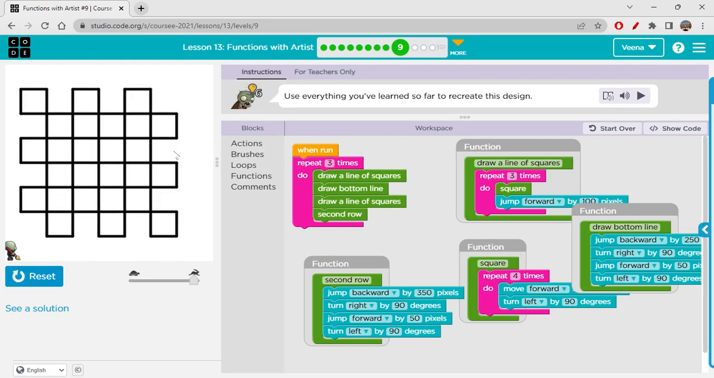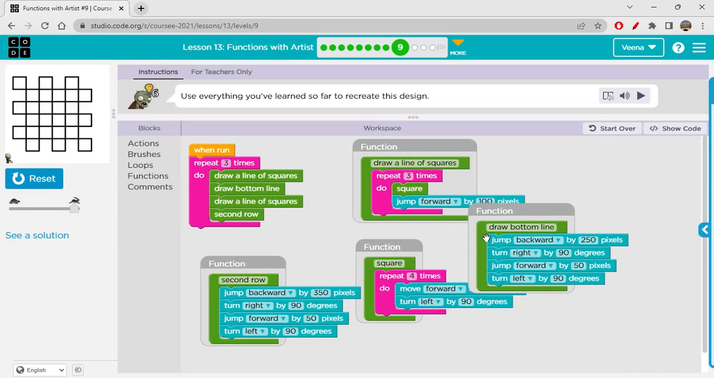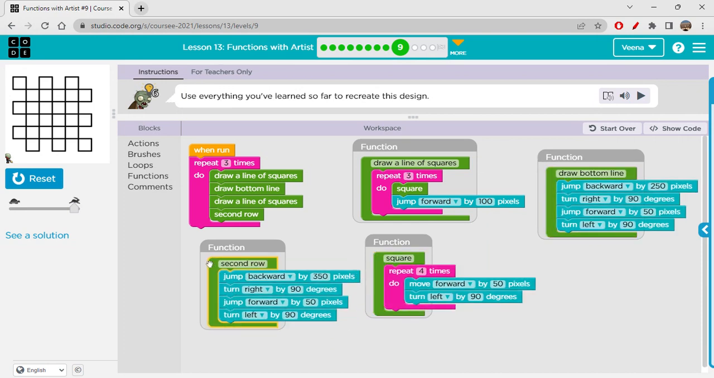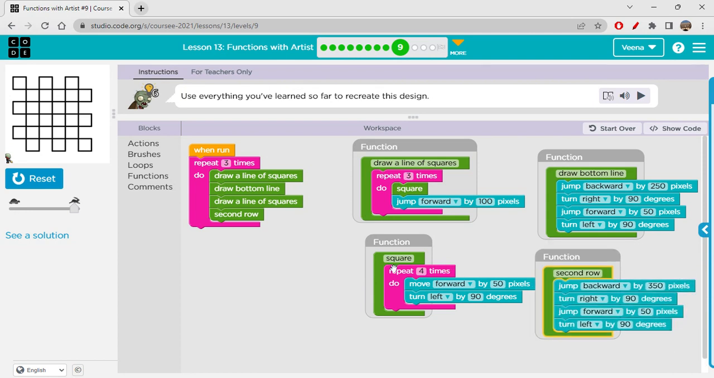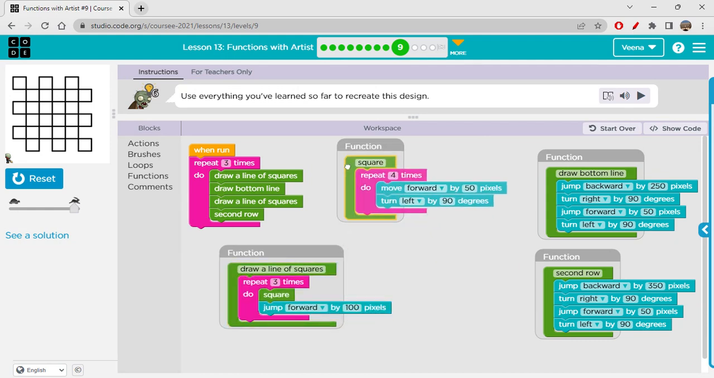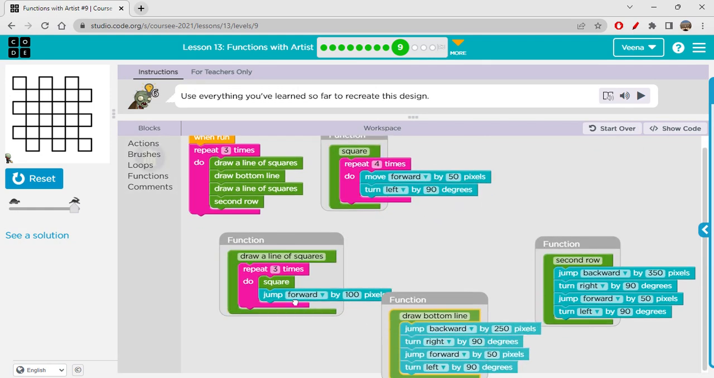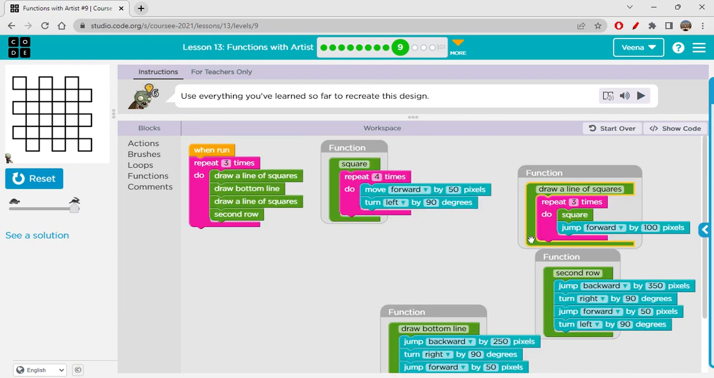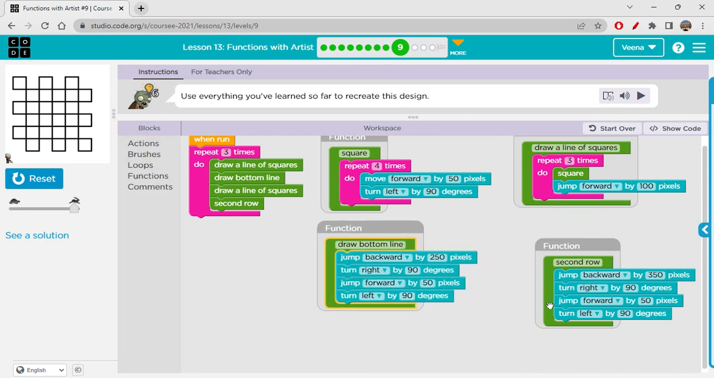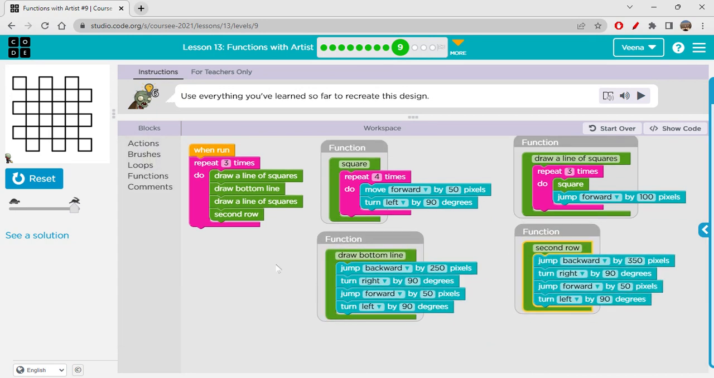Okay. So, like what exactly we did, you just can analyze it over here. Okay. So, I think I'll just place it over here. Okay. This was the first function, right? I'll just place them in order. Then draw a line of squares. Then draw bottom line was done. Then second row was done. Okay, so first thing, we are drawing these three squares. First this square is drawn using the square function.